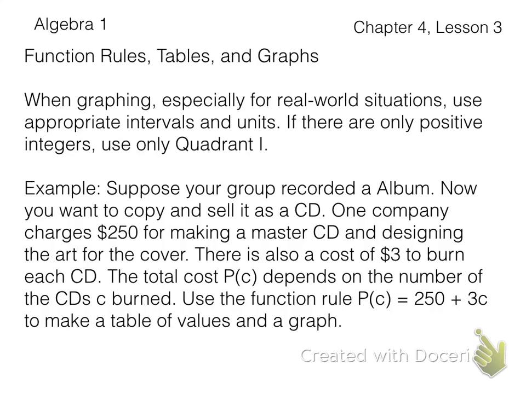Remember how I told you it doesn't have to be f of x. It doesn't even have to have an x in it. You just know that P is the output, where whatever C is would be the input. So P of C depends on the number of CDs, C, burned. So use the function rule P of C equals 250 plus 3C to make a table of values and graph. Well, I'm not even going to graph it. I'm just going to talk to you about it.